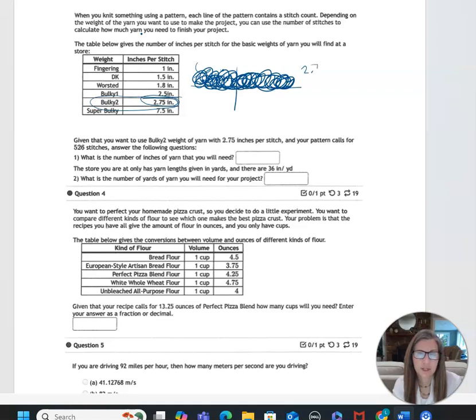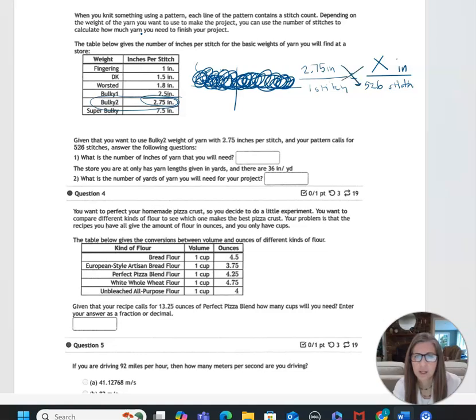So you have 2.75 inches per stitch, so inches per stitch. And on the other side of your proportion, do not forget that if you have inches on the top and stitches on the bottom, it has to be, oh, I spelled that wrong, stitch. Okay, well, anyway, that says stitch. So you've got 526 stitches. The question is, how many inches is that?